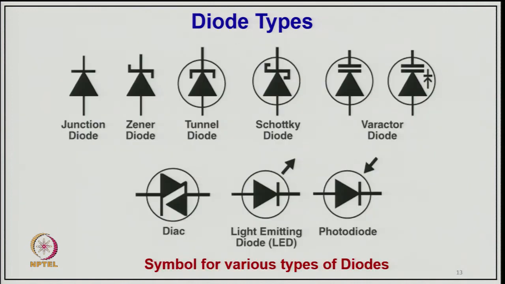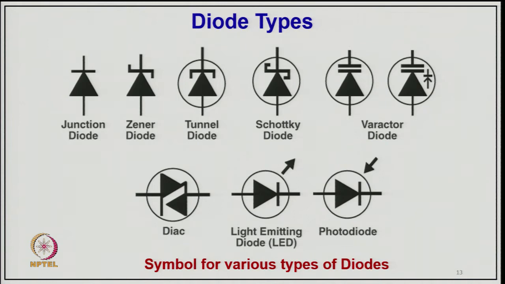These are the typical symbols of them, and those were how they physically look. Here is the simple junction diode, the PN diode, then the Zener diode, which has the characteristic of blocking the voltage. We will discuss its use in the clipper circuit. Then the tunnel diode, Schottky diode, varactor diode, then a diac, and the light emitting diode, which was already mentioned, with the arrow we saw.